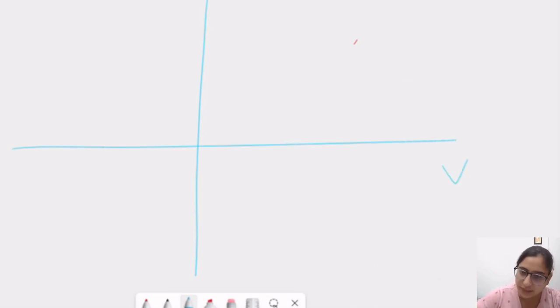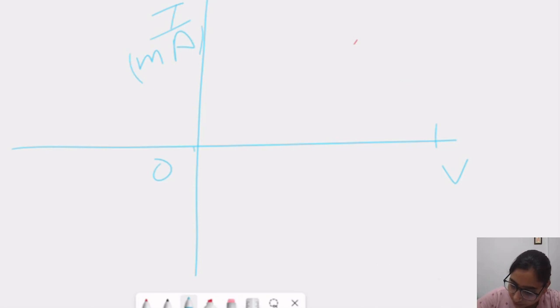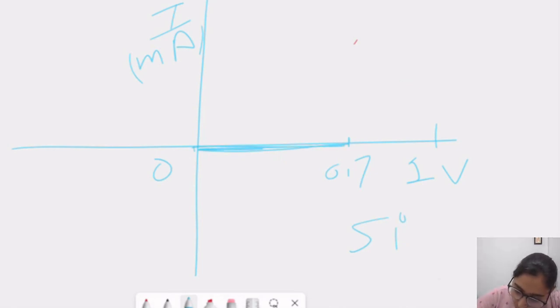This is the voltage on the x-axis and current in milliampere on the y-axis. This is the 0 volt and this we will consider as 1 volt. Now what happened? Till 0.7 volt in the case of silicon, the forward current is not flowing. Why so? Because it has to attain the knee voltage or the cut-in voltage. So this is the knee voltage or the cut-in voltage or the barrier voltage.